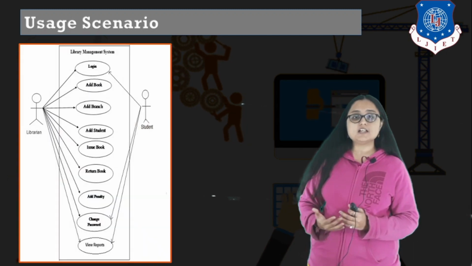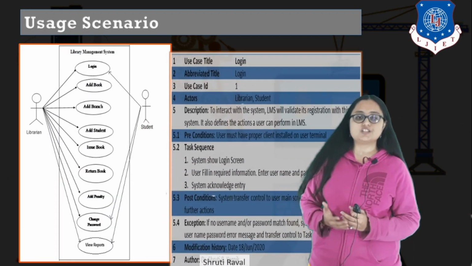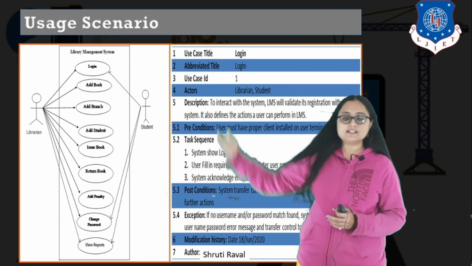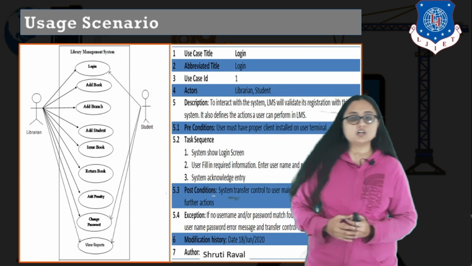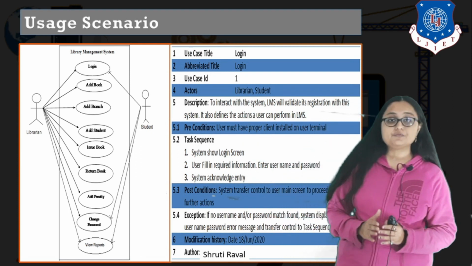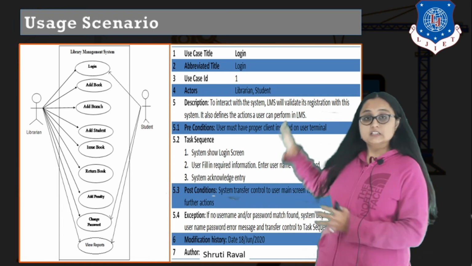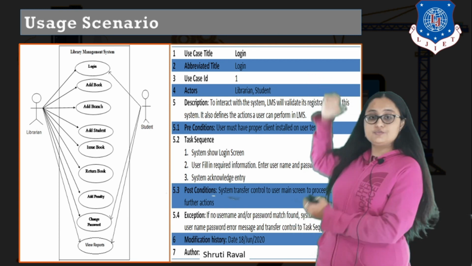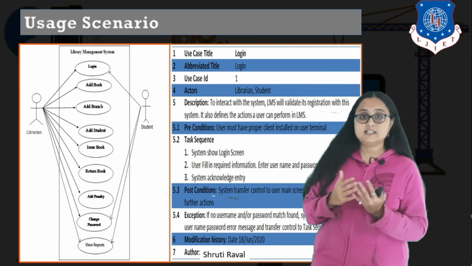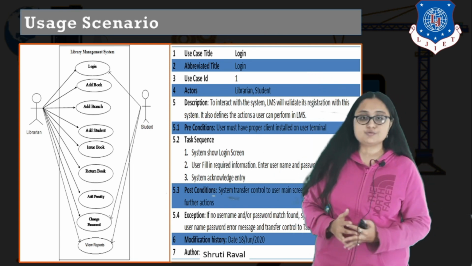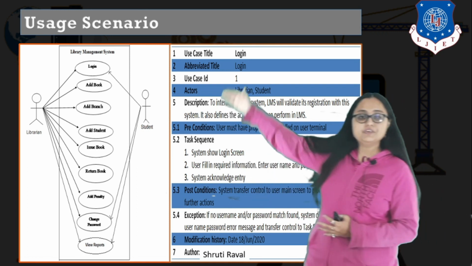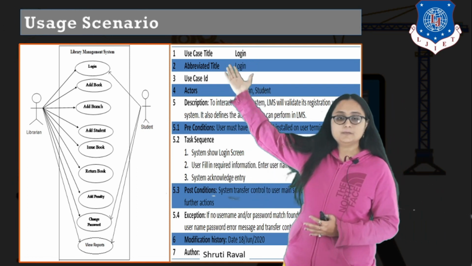Now let us study a basic user scenario. Here there is a basic use case diagram for a library management system. If you want to depict the user scenario, this is the basic template of a user scenario. Let us see what is the description that we have written in a user scenario. The first is the use case title, right?